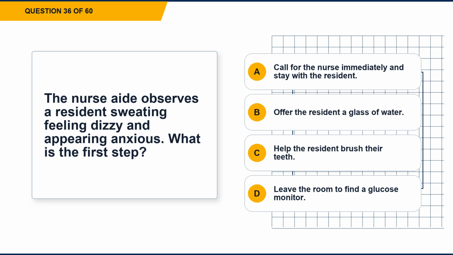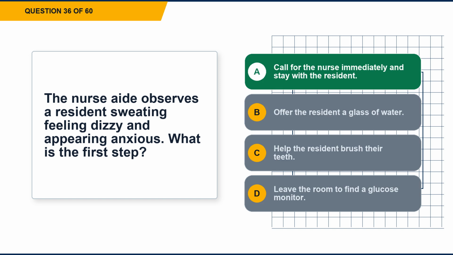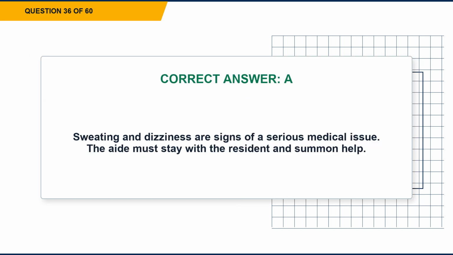Question 36. The nurse aide observes a resident sweating, feeling dizzy and appearing anxious. What is the first step? Option A, call for the nurse immediately and stay with the resident. Option B, offer the resident a glass of water. Option C, help the resident brush their teeth. Option D, leave the room to find a glucose monitor. The correct answer is option A, call for the nurse immediately and stay with the resident. Explanation. Sweating and dizziness are signs of a serious medical issue. The aide must stay with the resident and summon help.